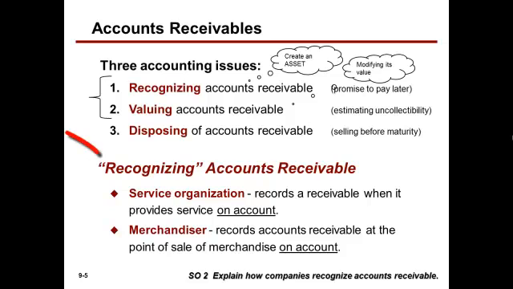So, recognizing accounts receivable. Service organizations are providing services, and when they do it on account, they're creating this asset to be paid later. Merchandisers are selling goods, and at the point of sale, the goods are delivered, but the payment for them will come later. So both of these transactions are on account. The customer will pay at a different time.